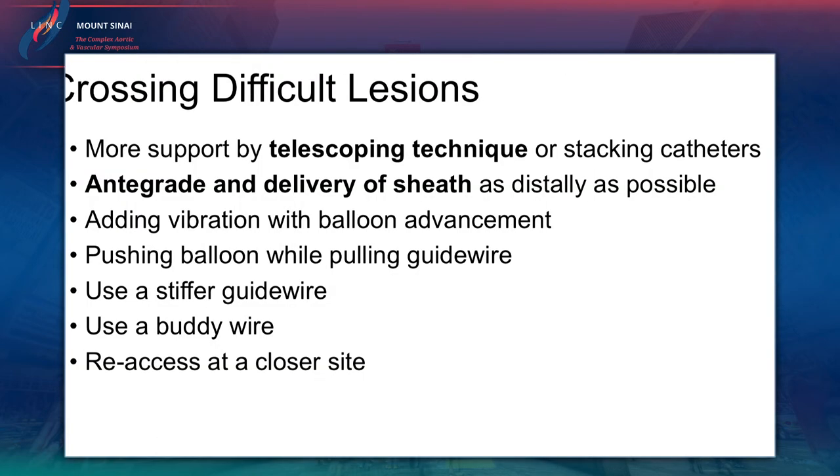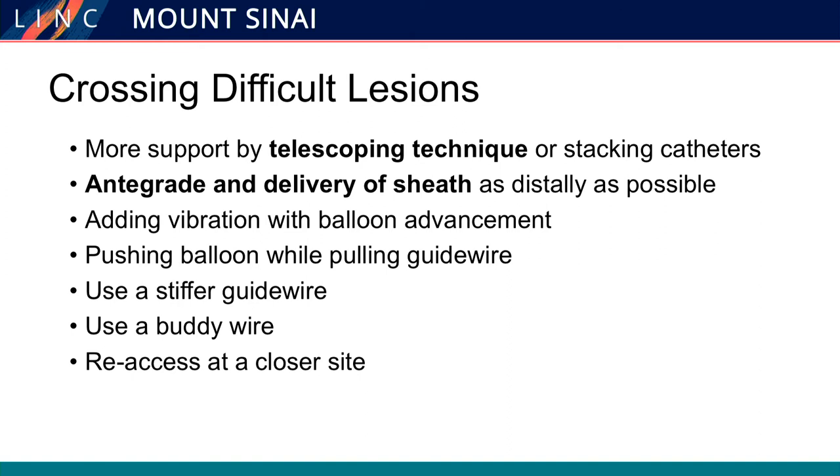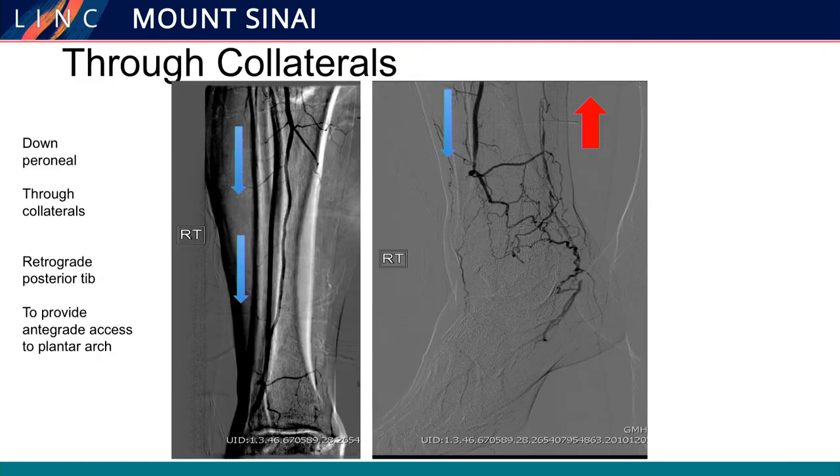There is also this issue of the difficult cases. So what do you do if you have difficulty? Obviously, you can do telescoping. You can bring the sheath closer. For the tibial crossing, I always use antegrade approach if possible because it gives me the power to cross these lesions. There are other approaches such as the body wire approach. And obviously, you can always get access closer, like I showed you, the antegrade tibiopedal access.